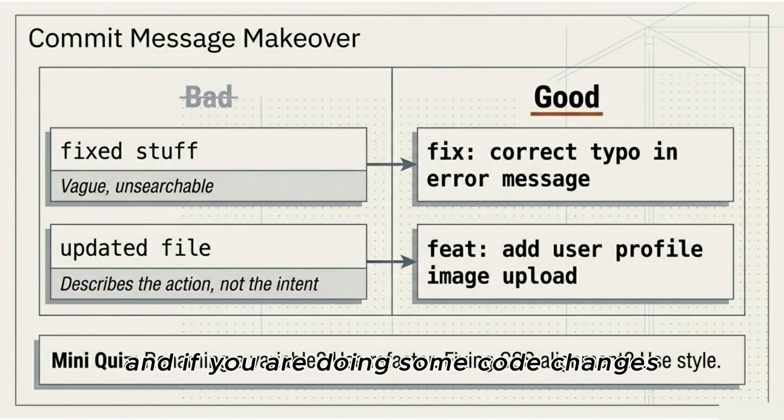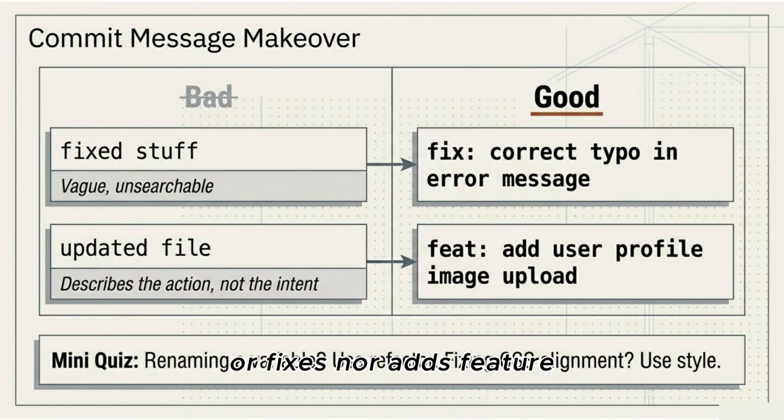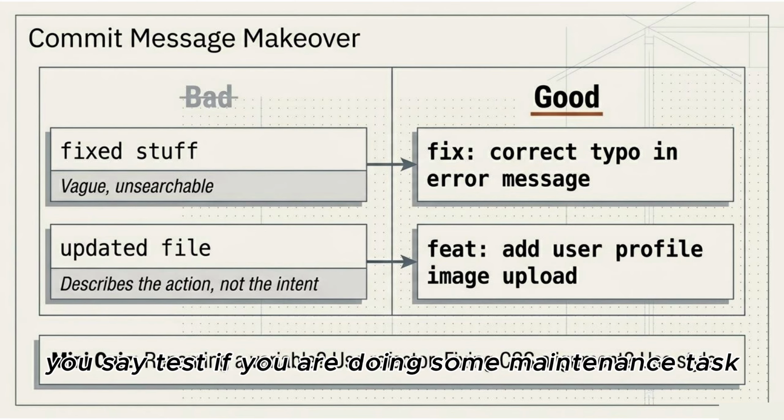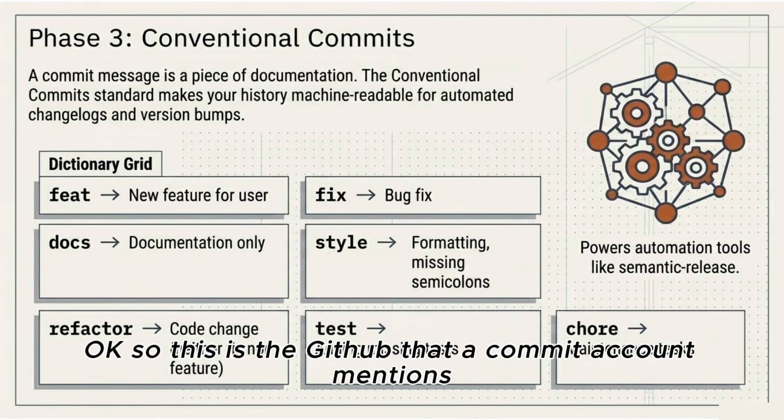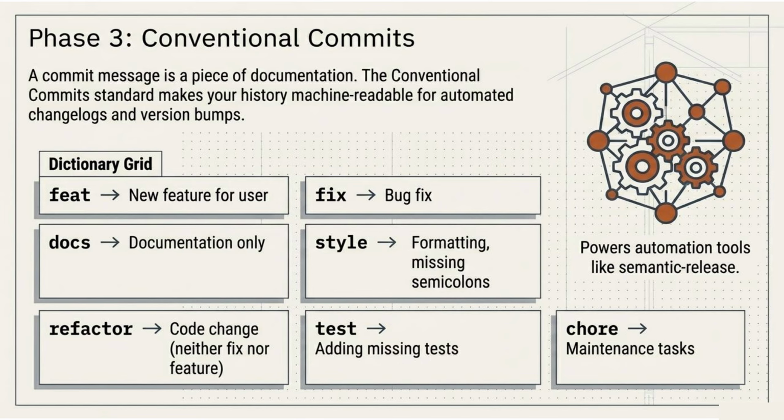And if you are doing some code changes that neither fix bugs nor add features, you are doing some refactoring, then you would say refactor. If you are working on some test cases, you say test. If you are doing some maintenance task, you say chore. Okay, so these are the GitHub commit conventions we need to follow.